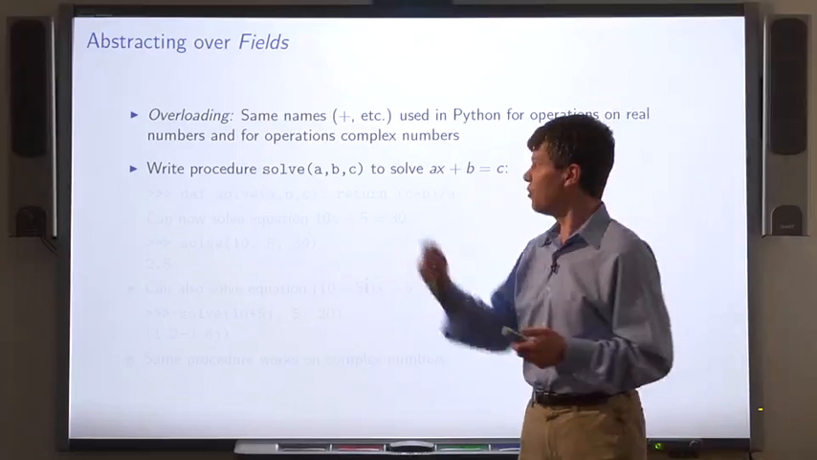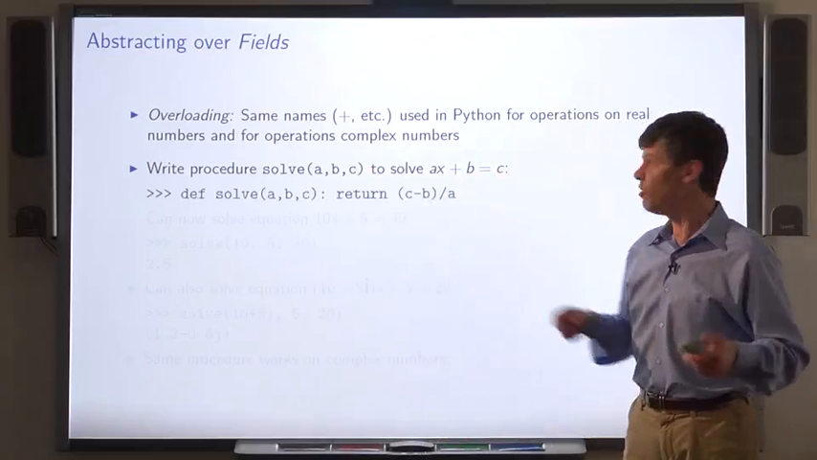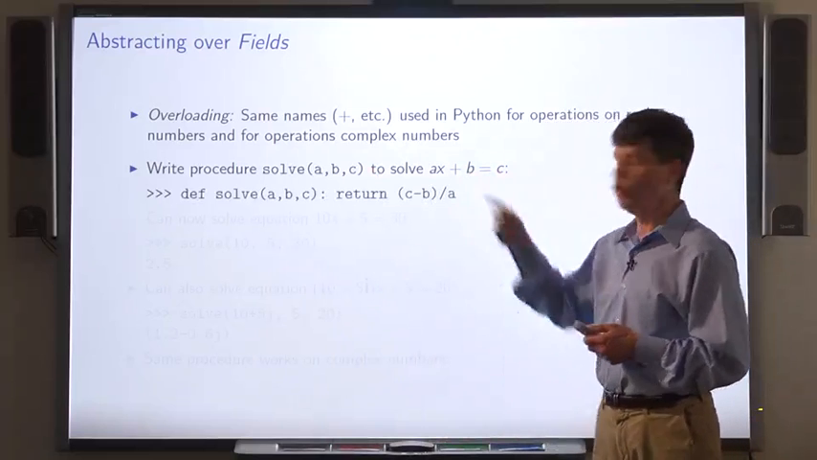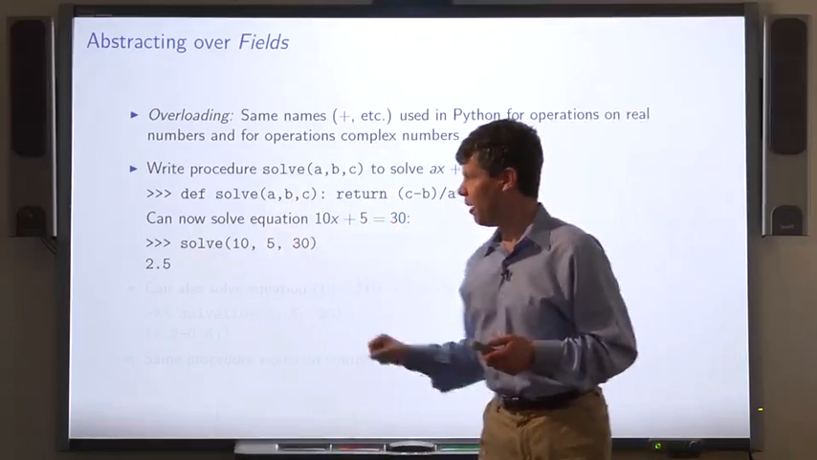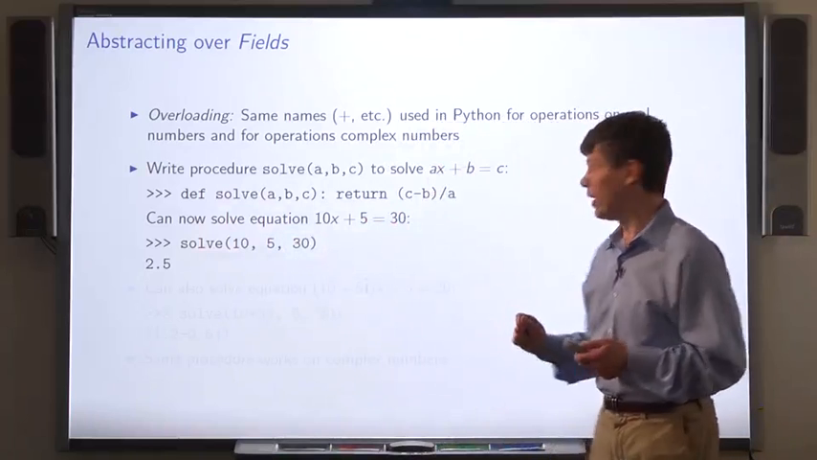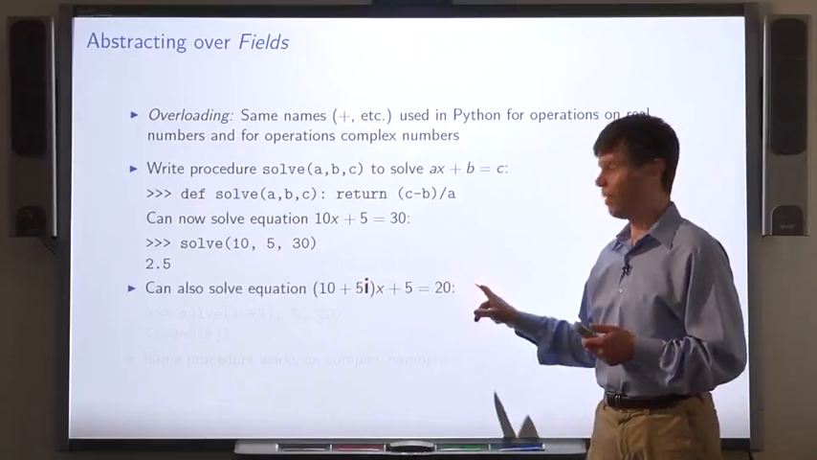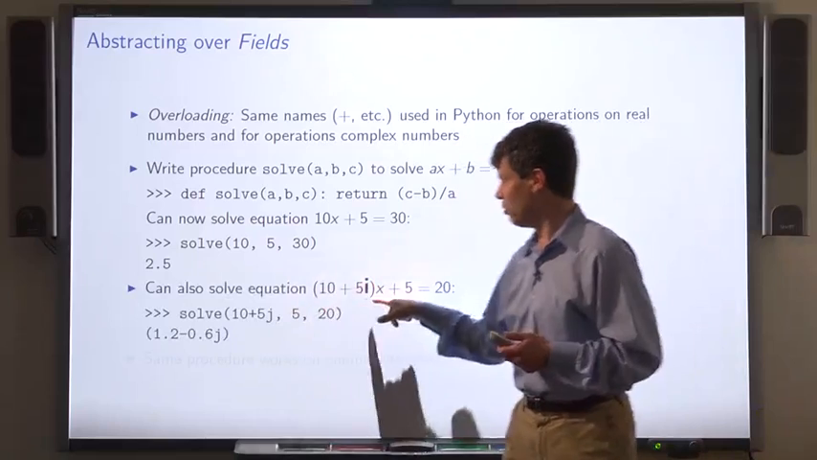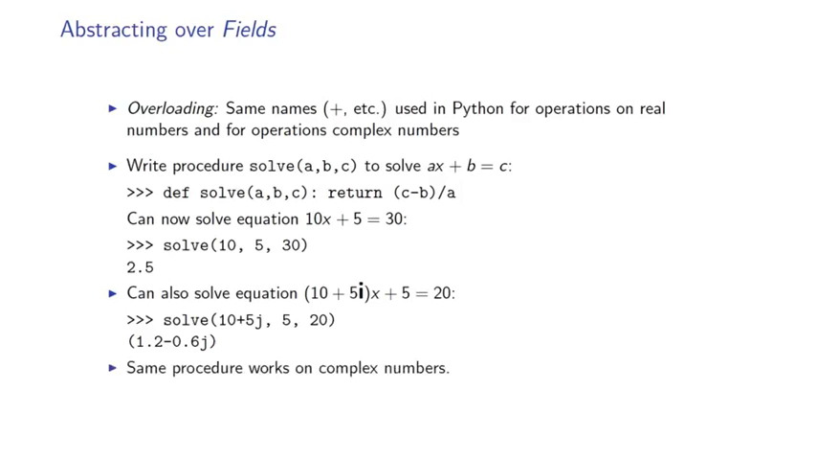Let's write a procedure, solve, to solve the equation ax plus b equals c. Well, this is straightforward in Python. And we can use this to solve an equation like 10x plus 5 equals 30. Right? We plug in the numbers and we get the solution. But because of Python's use of overloading, we can use the same procedure to solve an equation that involves complex numbers. We just plug in the same complex numbers and we get the solution, also a complex number. So the same procedure that we defined for real numbers happens to work for complex numbers as well.